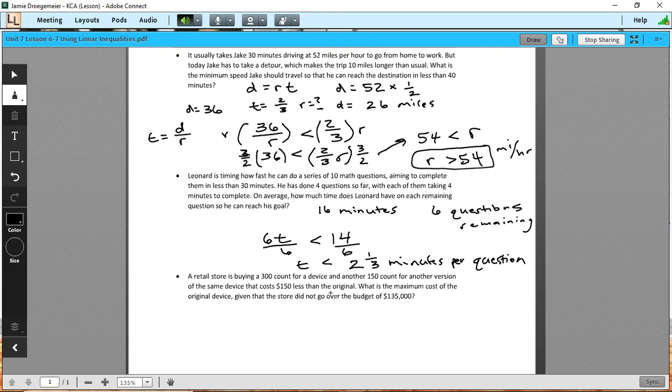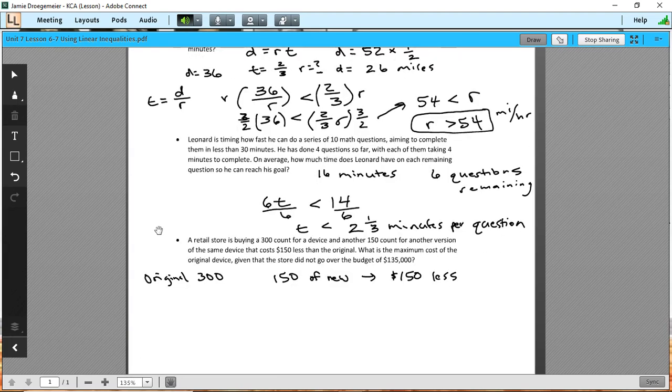All right, and then our last one here says a retail store is buying a 300 count for a device and another 150 count for another version of the same device that costs $150 less. So 300 of the original, and then 150 of the new, and then that new one is $150 less. They want to know what's the maximum cost of the original device given that the store did not go over the budget of $135,000.